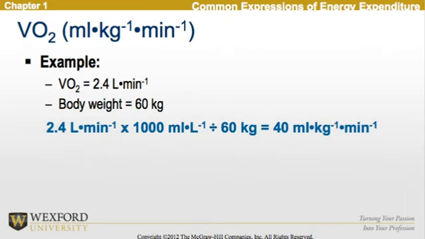Combining it, if we look at our VO2, which can now equal milliliters per kilogram per minute, you have an example again of your VO2 equaling 2.4 liters per minute. Again, our body weight was 60 kilograms. So with our 2.4 liters per minute times 1,000 milliliters per liter divided by 60 kilograms, our total VO2 equals 40 milliliters per kilogram per minute.